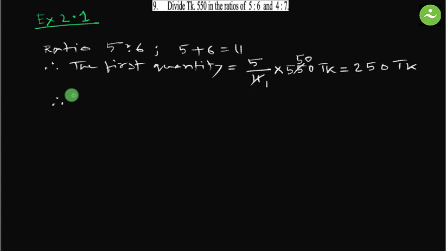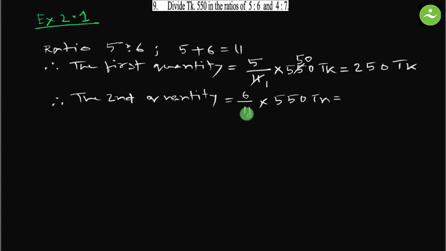Next, the second quantity equals 6 by 11 multiply total amount 550, equals 50 into 6, which is 300 taka.